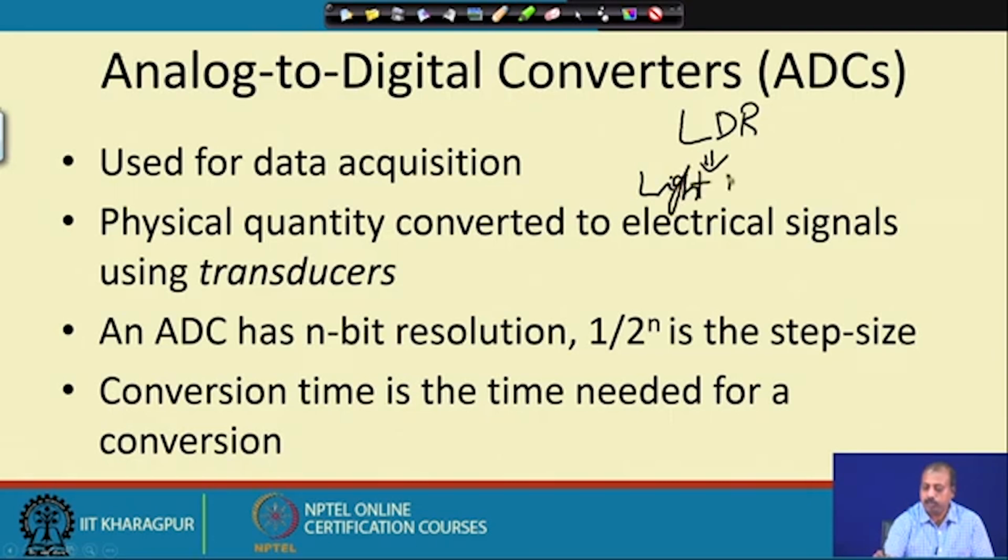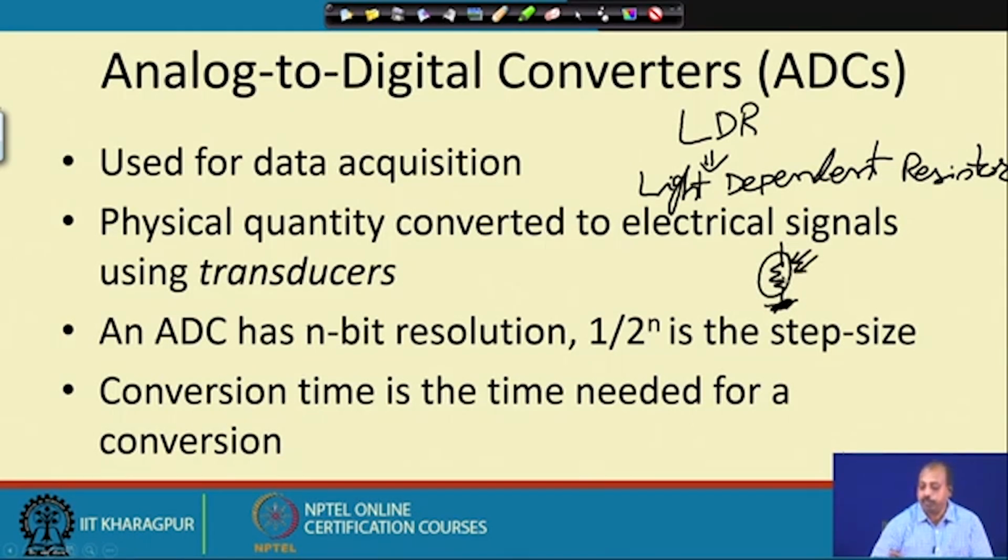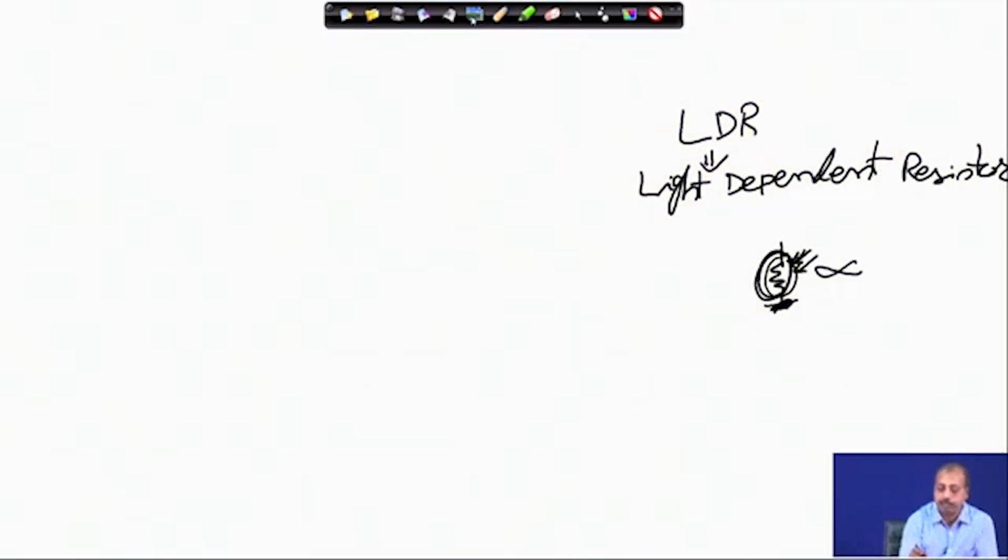If we want to detect light, it is a structure like this. This is simply a resistor, but the value of this resistance depends on the light that is falling onto it. A typical design may be that when there is no light falling, the resistance is very high, say infinity, and when some light is falling onto it, the resistance decreases. So, you can have a very simple design like this.